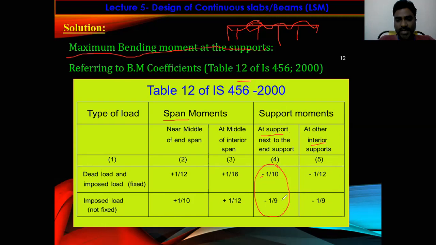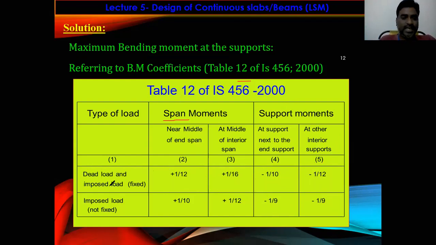So why will you get the maximum here? The factors: this is 1 by 10 and this is 1 by 9, and both are minus. You just add them. Here also it is the same, but here this is 1/12 and this is 1/10. So obviously here you will get the maximum. For saving time, I am directly taking these factors and calculating the bending moment.